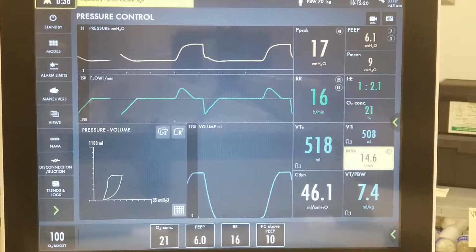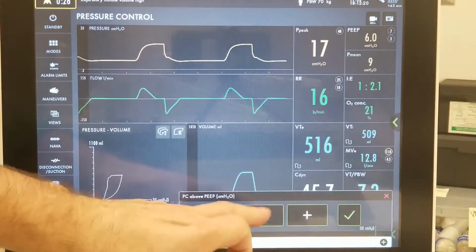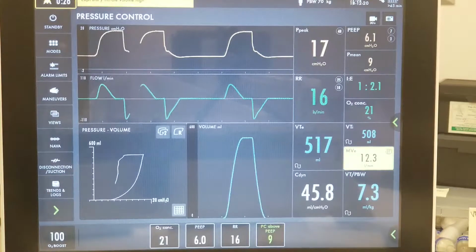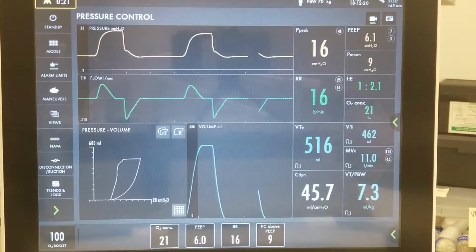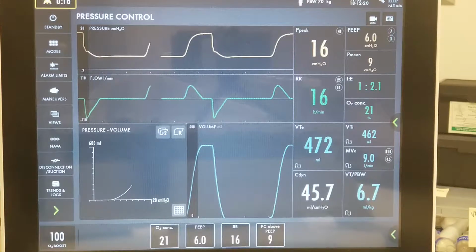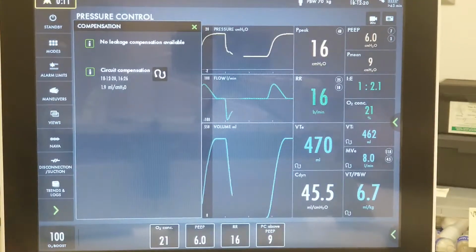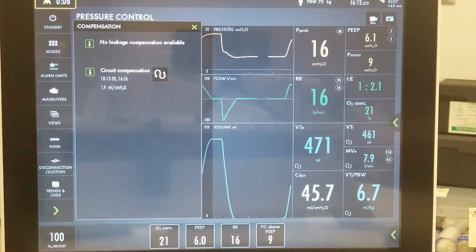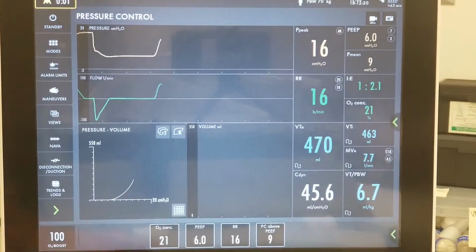Okay, we're down to about 500. And our request was to get a tidal volume of around 450. So we're still a little high, so let's go down by one more and see. That should get us in the ballpark. 470. So it went down by about 40. So if I decrease this to 8, that's going to get us down to about 440. I can show you.